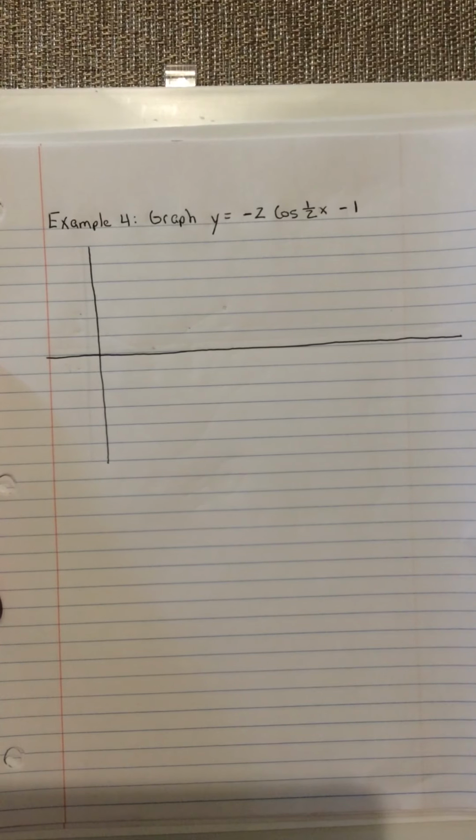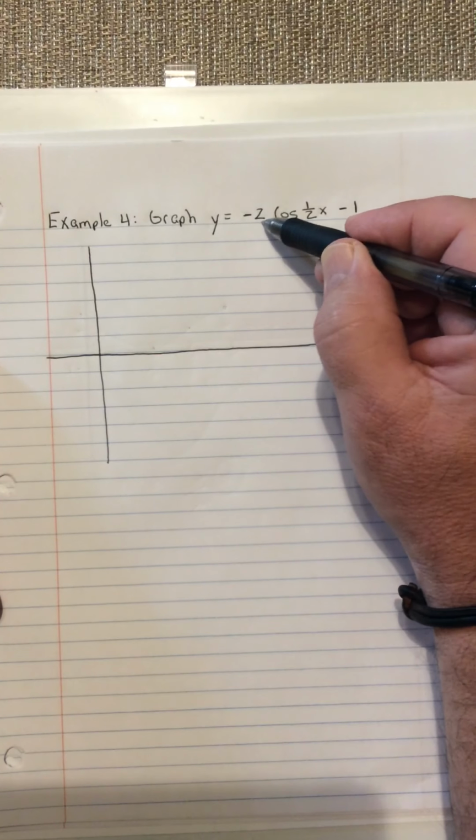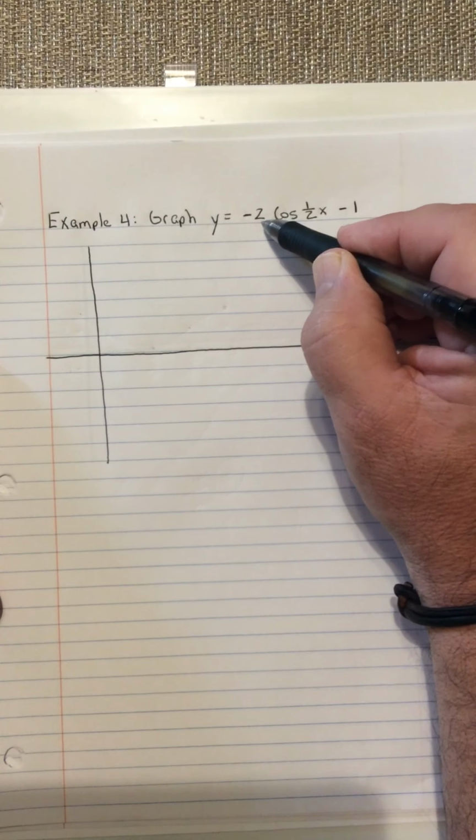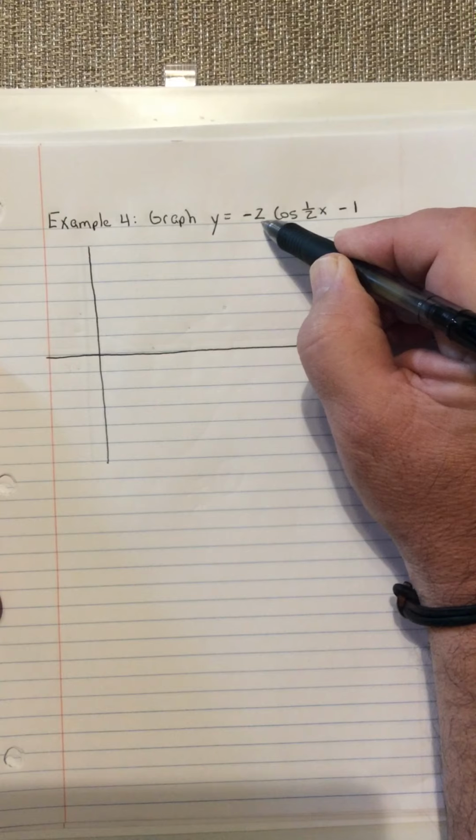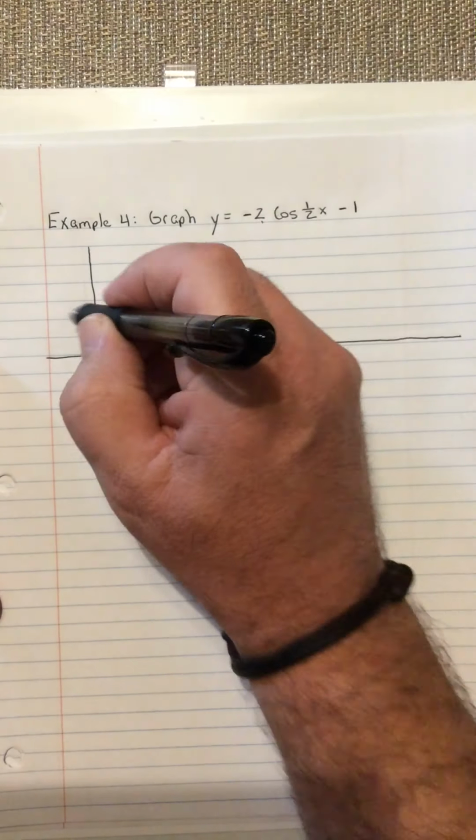Okay, we have something new in this problem. We still have an amplitude. Remember, the amplitude is the absolute value of that number. So the amplitude is 2.